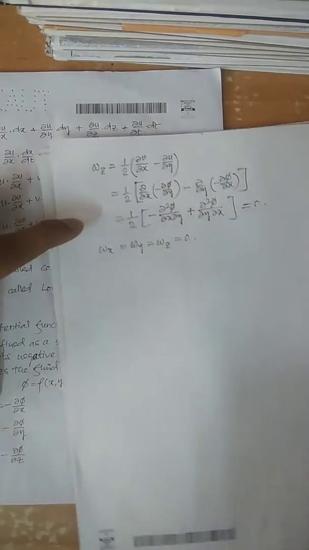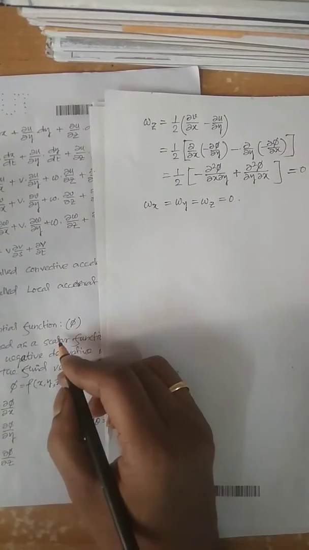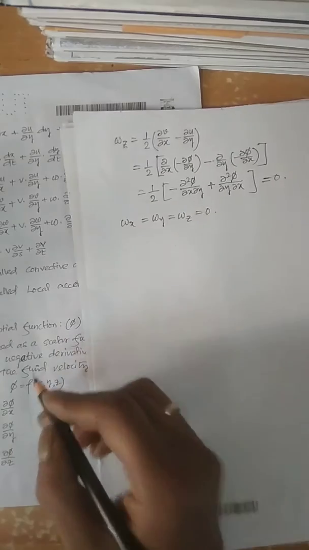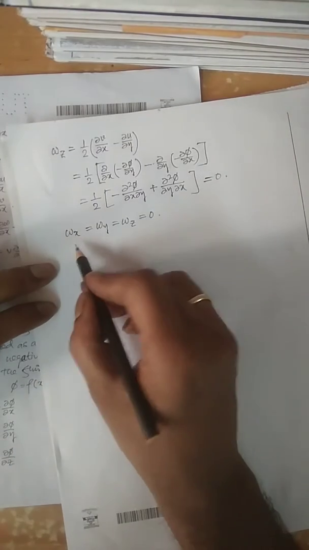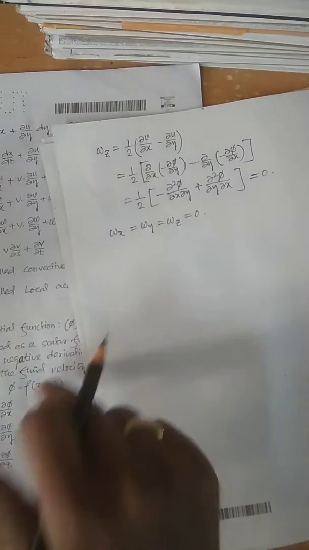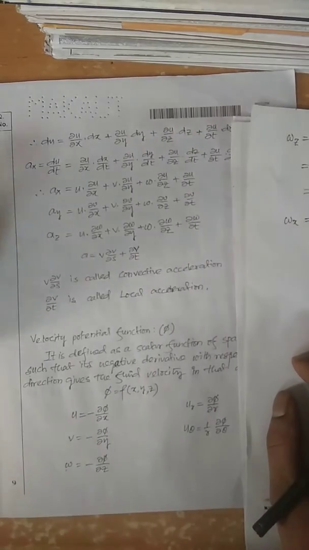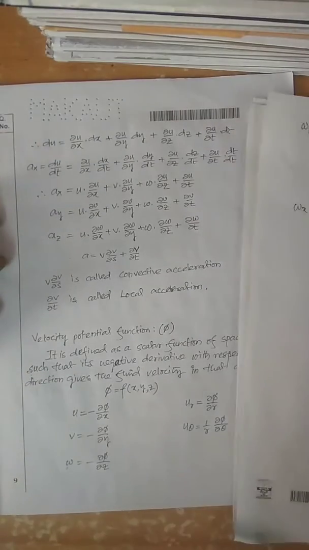So it can be concluded that if a velocity potential function exists, then the flow should be irrotational. So the existence of a velocity potential function represents irrotational flow.